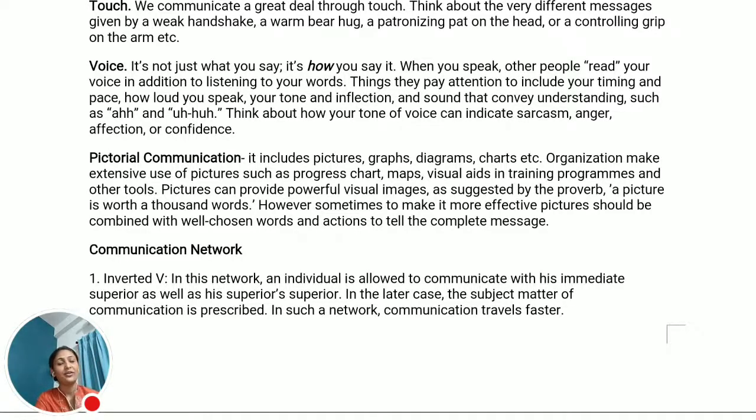I think I have already completed verbal and non-verbal communication. Today the main thing which I have shared, because of the screen sharing approach I have used, is the communication network. Actually today I wanted to cover the communication network. It is of different types. First of all is the inverted V shape.